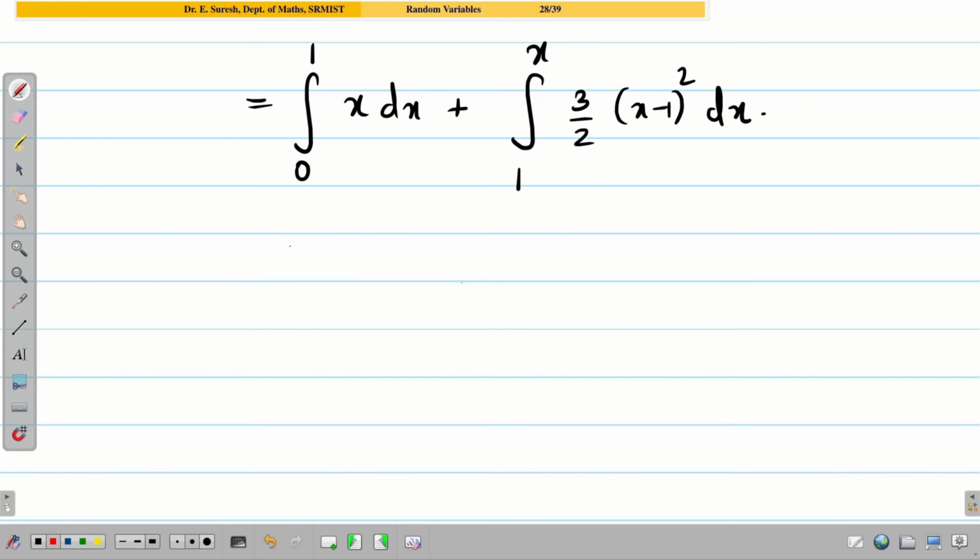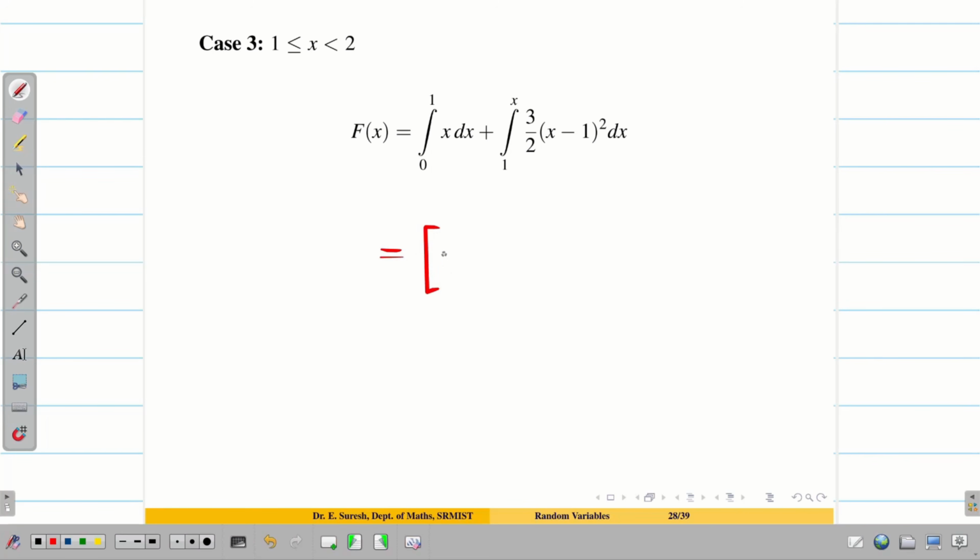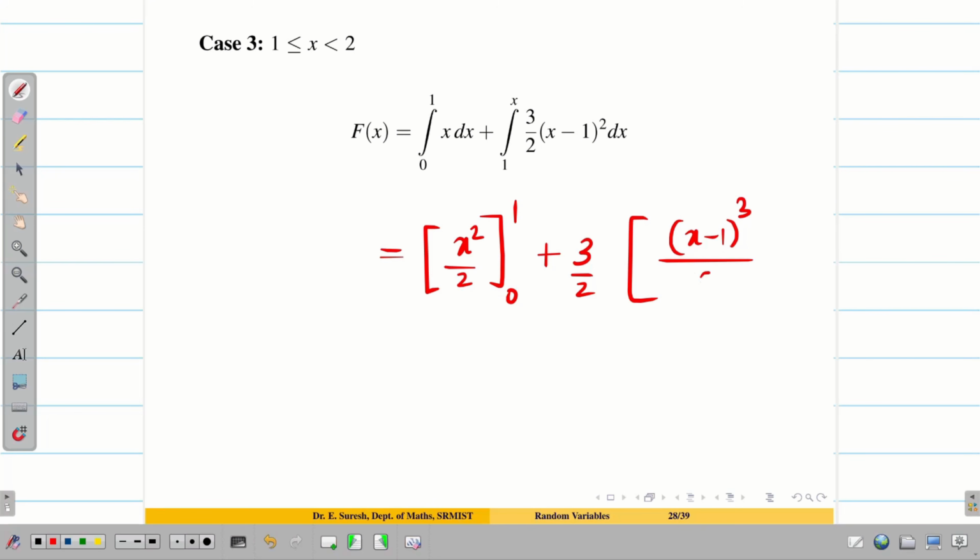And we know that integral of x power n dx is x power n plus 1 by n plus 1, provided n is not equal to minus 1, and integral of (ax plus b) whole power n dx is (ax plus b) whole power n plus 1 divided by a into (n plus 1). Therefore, the integration is x square by 2 from 0 to 1, plus 3 by 2 times the integration of (x minus 1) whole square, which is (x minus 1) whole cube. Here the coefficient a is 1. So simply we get (x minus 1) whole cube by 3, from 1 to x. When we substitute the upper and lower limits, the first term is 1 by 2 minus 0.